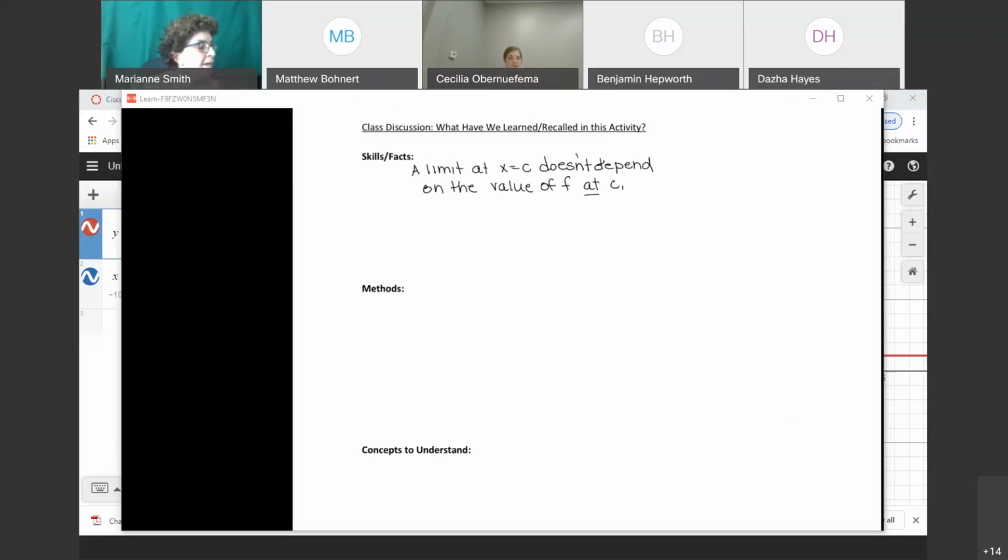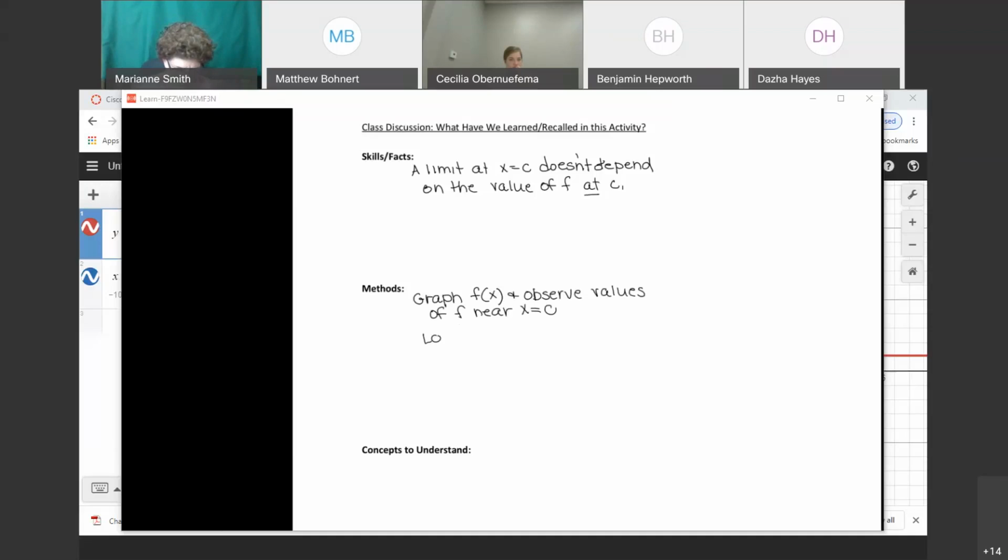Okay, we learned that. So in other words, the function doesn't have to be defined at c, and we can still have a limit. What are the different ways we learned? We learned to graph f of x and observe values of f here. That's one way to do it.